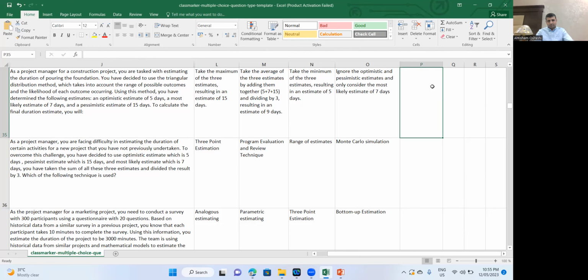To calculate the final duration estimate, you will take the maximum of the three estimates, resulting in an estimate of 15 days. Take the average of the three estimates by adding them together, 5 plus 7 plus 15, and dividing by 3, resulting in an estimate of 9 days. Take the minimum of the three estimates, resulting in an estimate of 5 days. Ignore the optimistic and pessimistic estimates and only consider the most likely estimate of 7 days. Calculate the final duration: take the average of the three estimates.